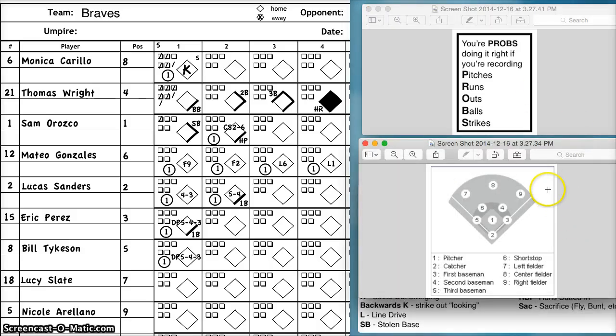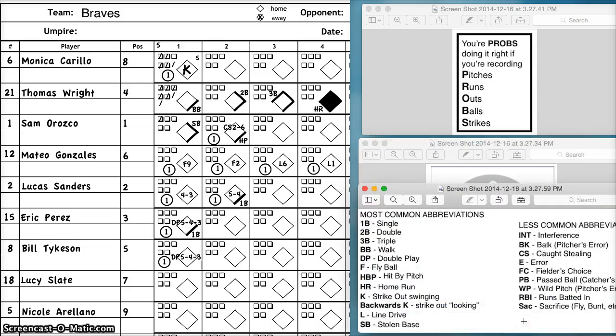I also wanted to show this again from the last video, the numeric abbreviations for the positions, because we'll be using those as well. And then also here are some of the more common abbreviations that we're going to be going over in this video. All this information here on the right is available on our website, alhambraamerican.org. Under the Documents tab, there's a PDF called Scorekeeping Cheat Sheet, which is available for anyone to download.